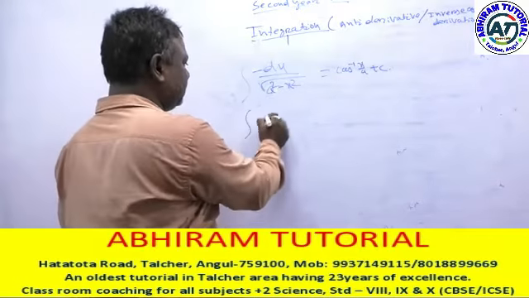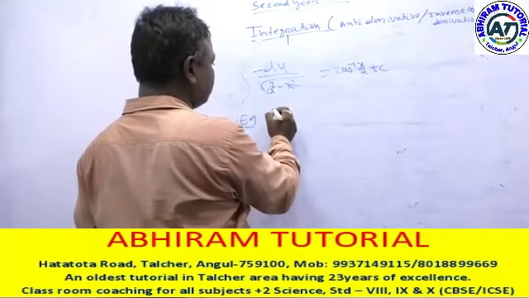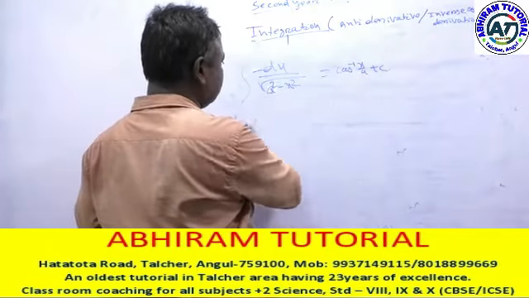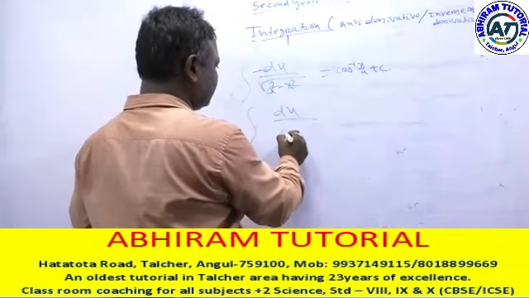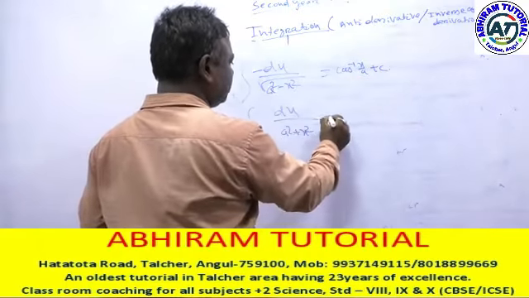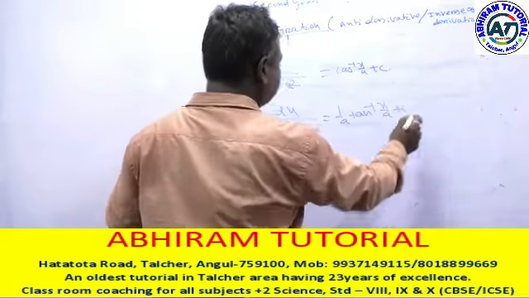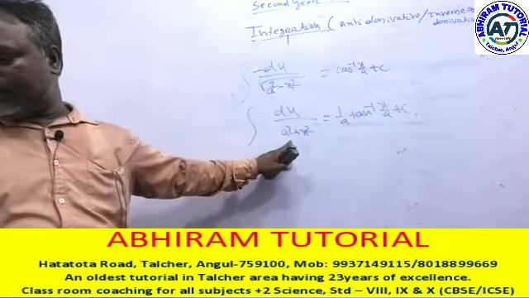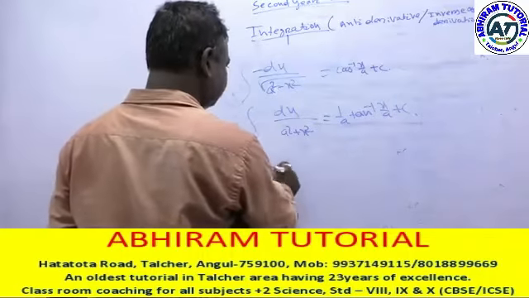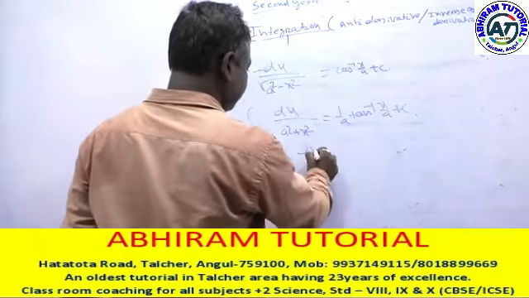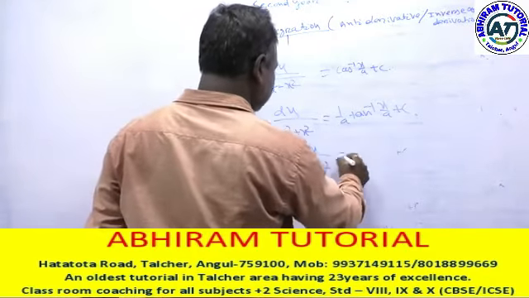And similarly, another example: dx by a square plus x square is equal to 1 by a tan inverse x by a plus c. Here you see a square plus x square. Let the example be the integration of dx by 25 plus x square.